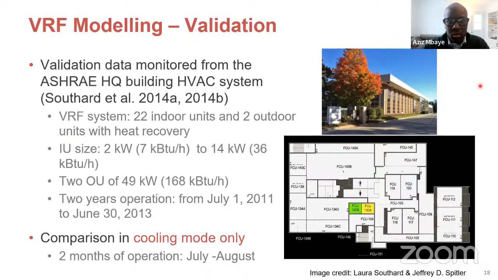from 2011 to 2013. This picture shows the first floor plan divided into 22 zones, and the indoor unit size of the zones ranges from 2 kilowatt to 14 kilowatt. Also, the outdoor units have a nominal capacity of 49 kilowatt each. For the comparison, we consider a simulation period of 60 days going from July to August 2011, where the system operated in cooling mode only. So we focus our comparison on the cooling mode only.